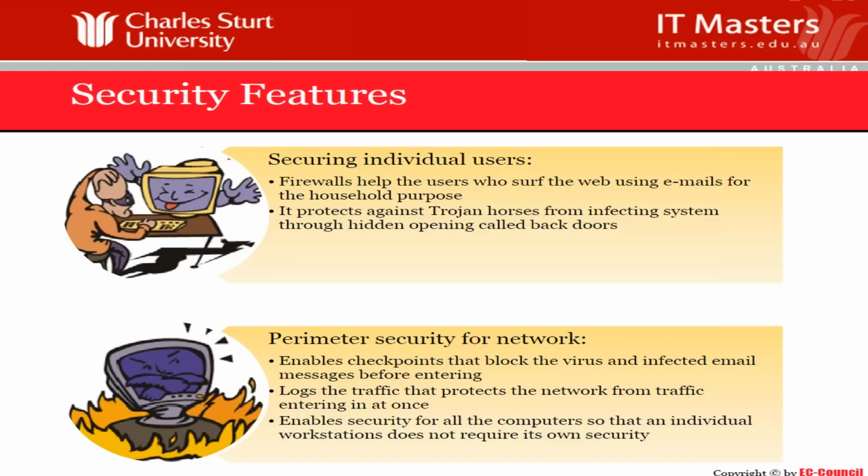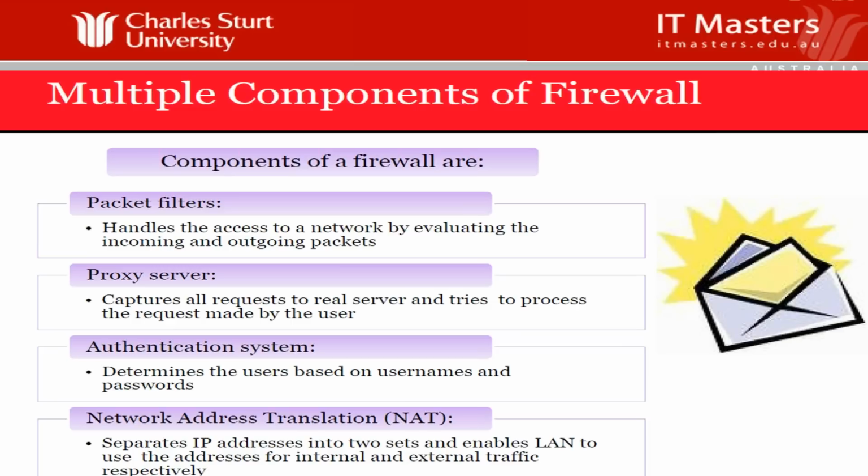There are different firewall types, such as packet filters, proxy servers, authentication systems, and NAT. What they do is, a packet filter looks at every packet. A proxy server will capture all the requests to the real server and will try to examine whether the request was made by a user or by the server. Why? If it's a MITM attack, a man-in-the-middle attack, then maybe the firewall can prevent that. It will try to authenticate the systems.